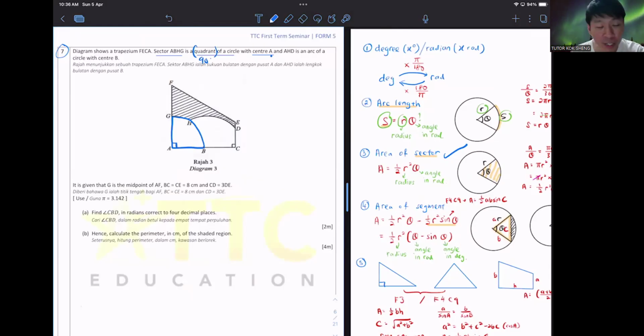You can draw inside. So this is the quadrant. So this is part of the circle, okay? It's supposed to be like this. But the question here only shows you one part of it.